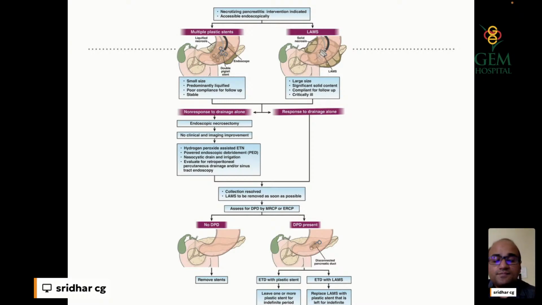If you even consider the lamps being placed earlier, you replace it with a plastic stent so that the drainage is maintained and the whole sequence is cleared over the time. And this acts as a bypass route through which the pancreatic juice and the disconnected duct can flow into the stomach.